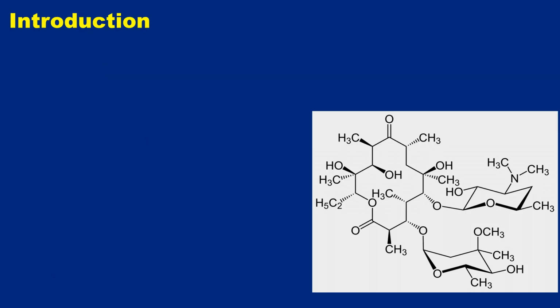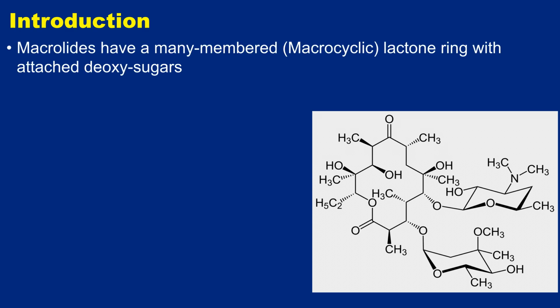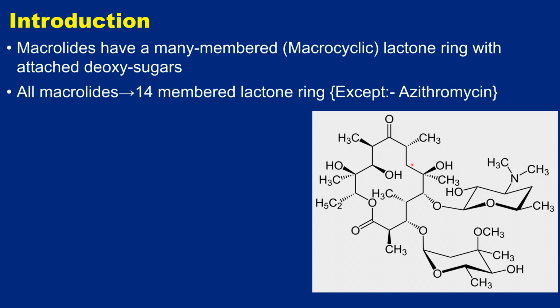Introduction. Macrolides are antibiotics containing a macrocyclic lactone ring in their structure. From this picture we can appreciate the large macrocyclic structure. All macrolides possess a 14-member lactone ring in their structure, except azithromycin, which consists of a 15-member lactone ring.